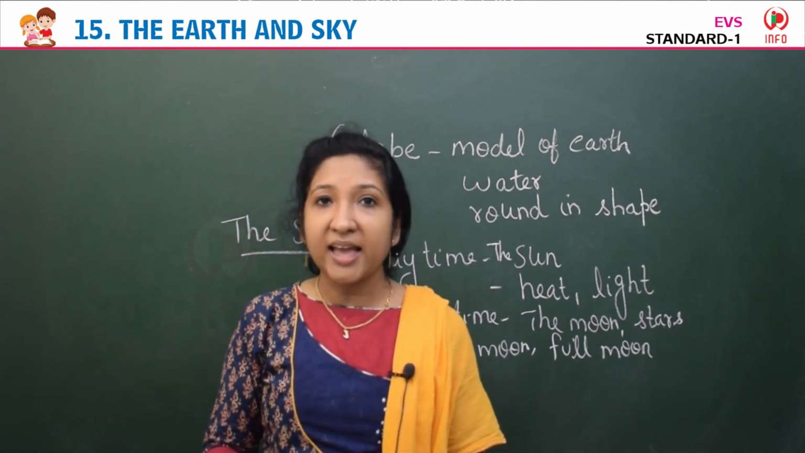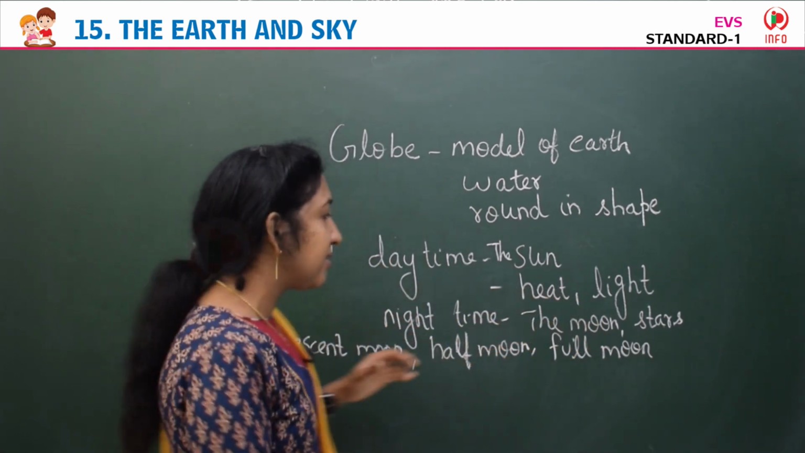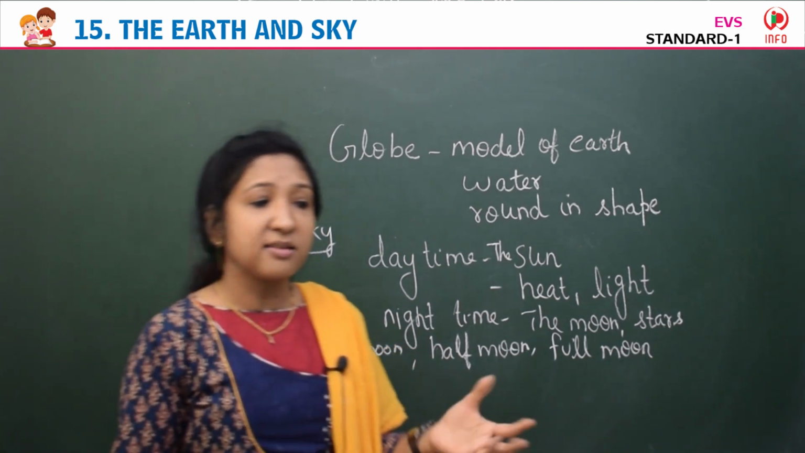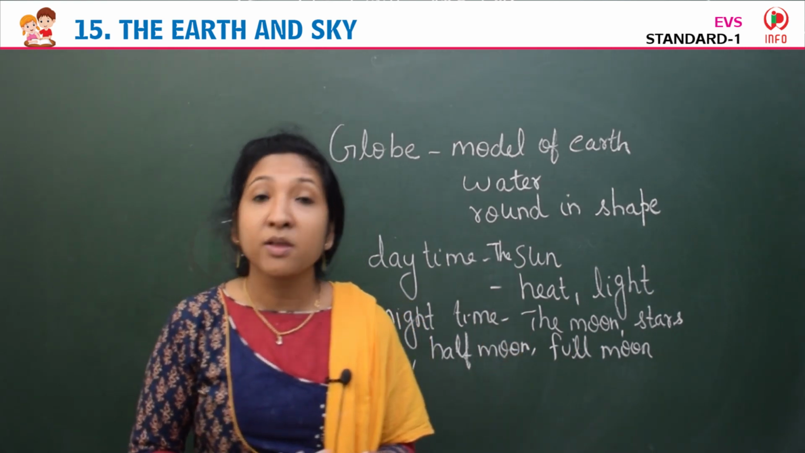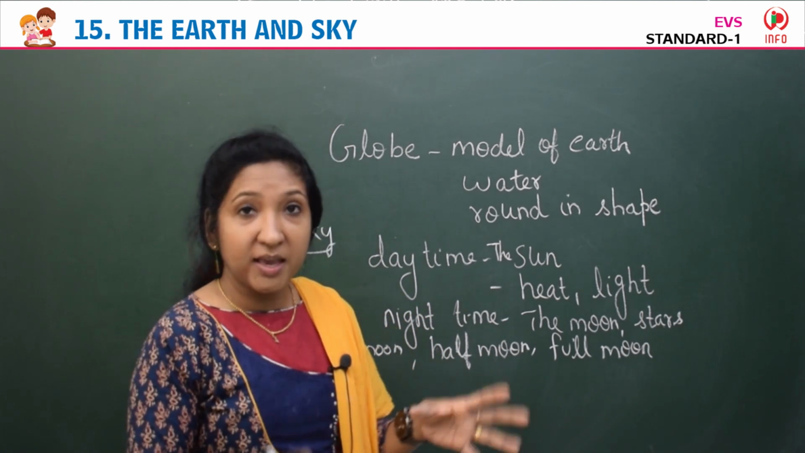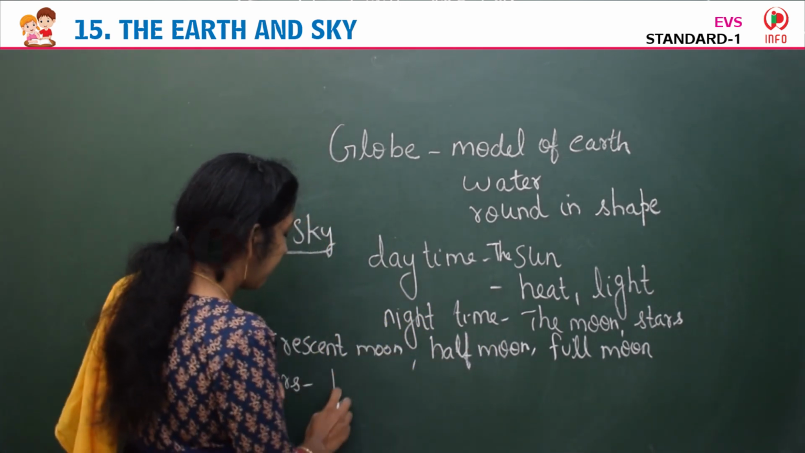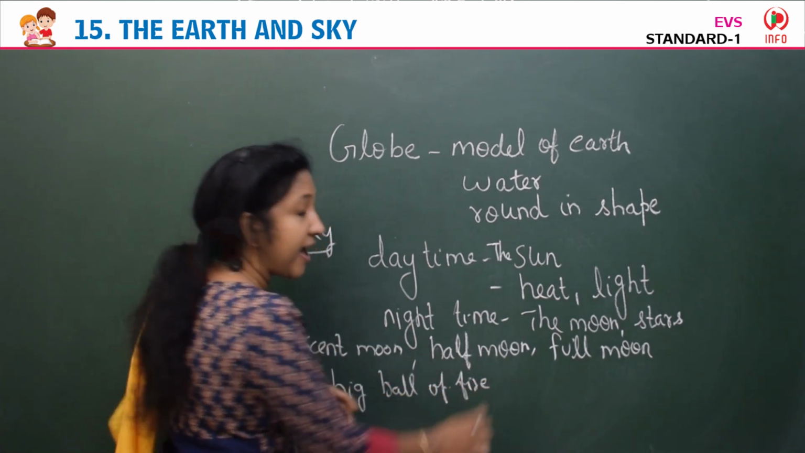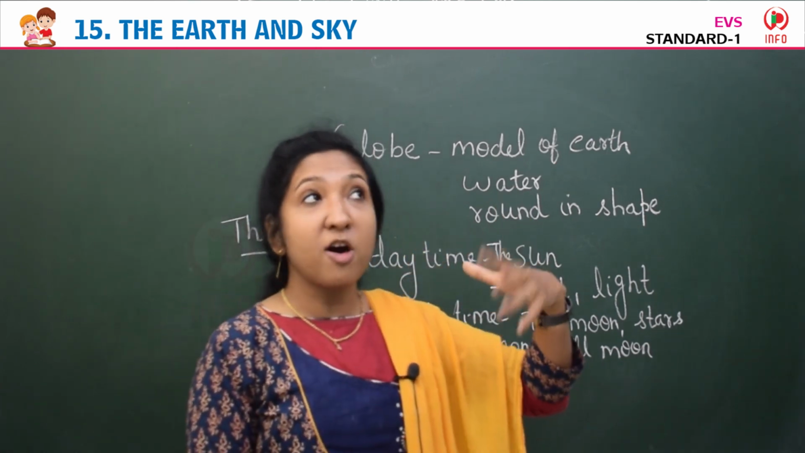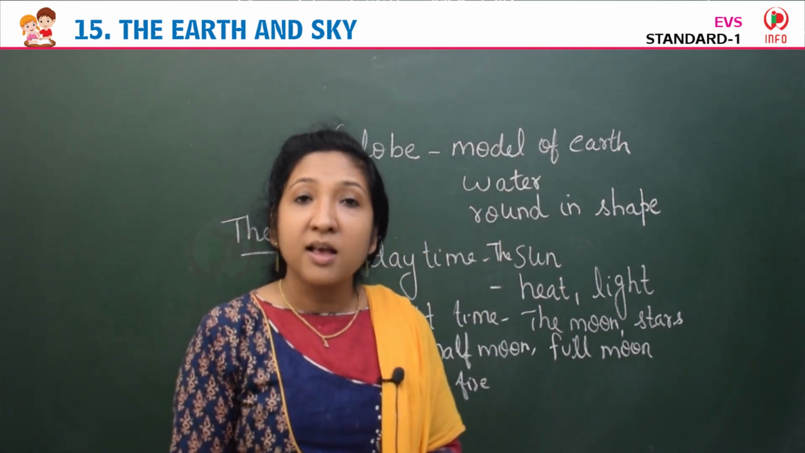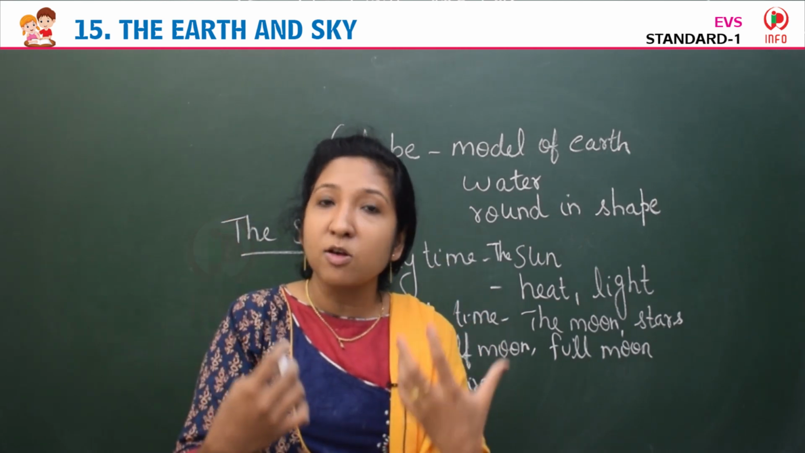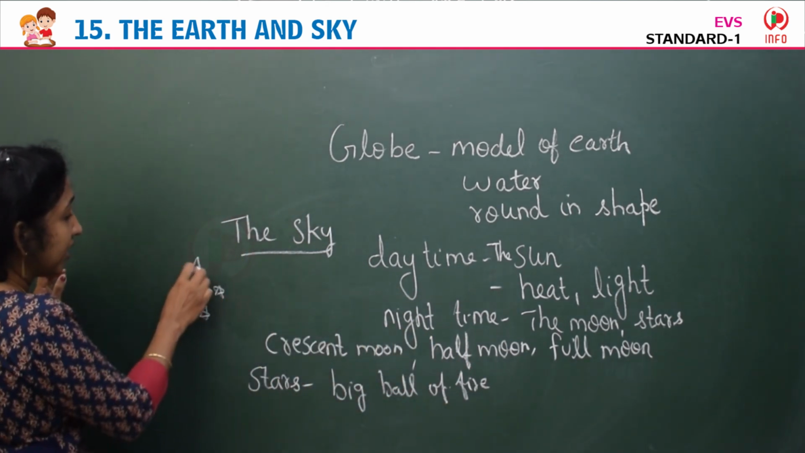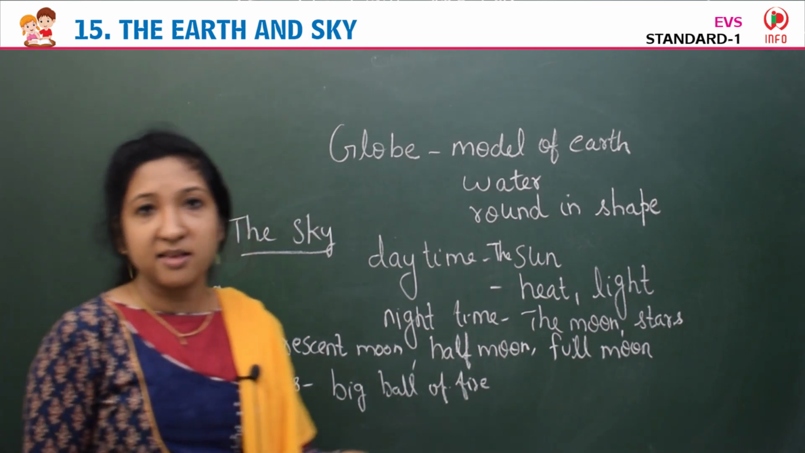Then at night time we can see twinkling stars in the sky, the countless stars. We cannot count the number of stars we can see in the sky. But actually the star size is big. They are big balls of fire we say. Stars are big balls of fire. Big means actually they are big in size, but because they are so far away from us, they appear so small. Like tiny dots it is appearing. Actually the stars are very big in size.